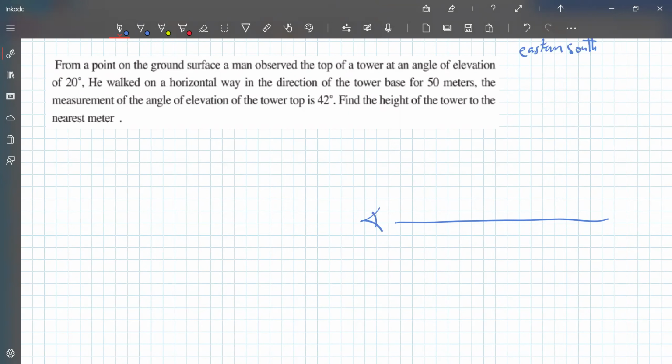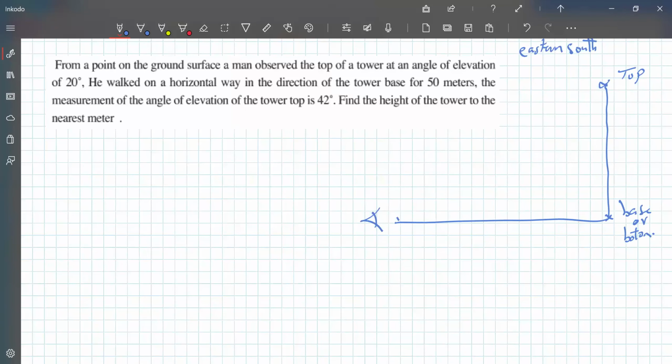and he didn't mention the length of the man. Okay, so neglect this length. So this is the ground, and at the same time, this is the natural side of view of the man. From a point on the ground surface, a man observed the top of a tower. This is the tower. It's perpendicular to the ground level. Okay, and this point is the top, and this point is the base or bottom of the tower.